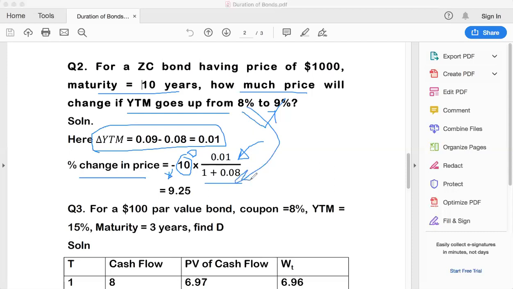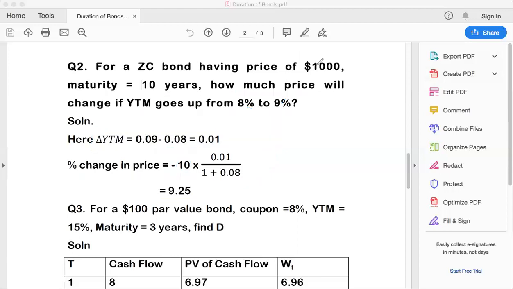So what you arrive at is 9.25%, right? So you can predict a 9.25% decline in this bond's market price if the yield goes up in the first year, say to 9%, and it stays at 9%. So this is important here. It has to stay at 9%, right? So this elasticity concept is explained by this particular problem.